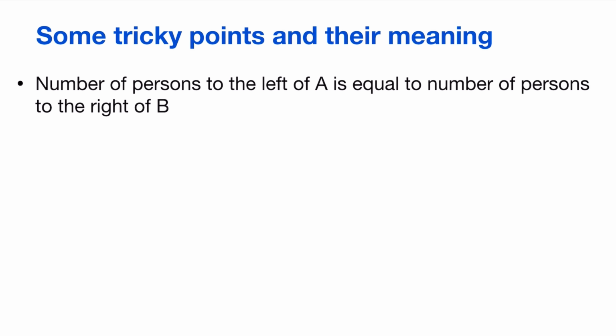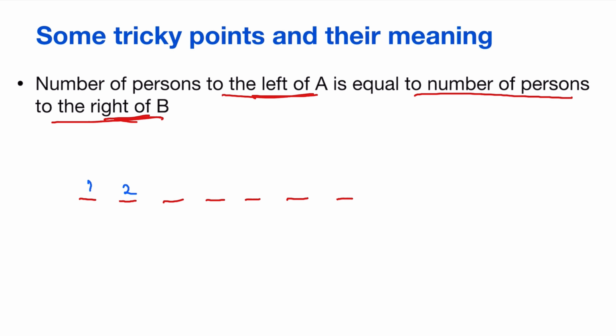So here it states that the number of persons to the left of A is equal to the number of persons to the right of B. Let's once again draw 7 people: 1, 2, 3, 4, 5, 6 and 7. Let's once again give them names, 1 to 7. Now I have to understand where I can place A and B in such a way that the number of persons to the left of A will be equal to the number of persons to the right of B.